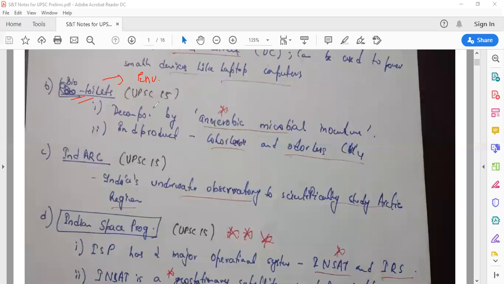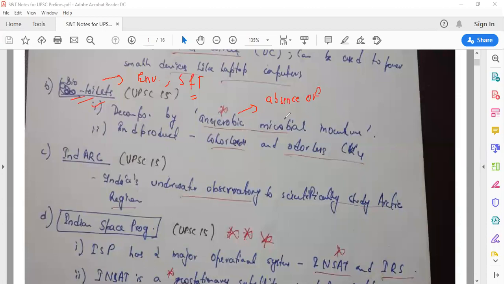So sometimes the topics blur. There is no basic distinction between them. So that's why I've kept biotoilets in my UPSC notes for environment also. Now, one thing which we need to understand is, as we have already discussed, this is decomposed by anaerobic. Anaerobic means in the absence of oxygen. Aerobic means in the presence of oxygen. So it is decomposed by anaerobic microbial inoculum.